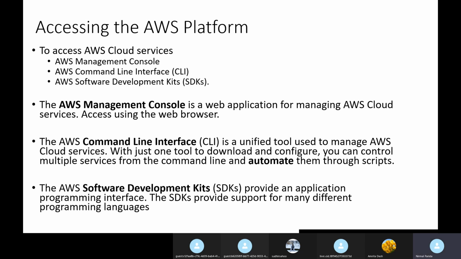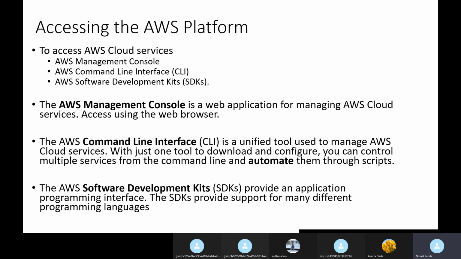Next, we'll see how I can access the AWS platform. The AWS data center is in some area and you are in some other area. Suppose you are working from your office and the AWS data center is far away. How can you access those AWS platforms? To access AWS cloud services, we have 3 ways to communicate with them. One is the AWS Management Console. To access it, you need a user ID and password, and using that you can access your AWS Management Console.